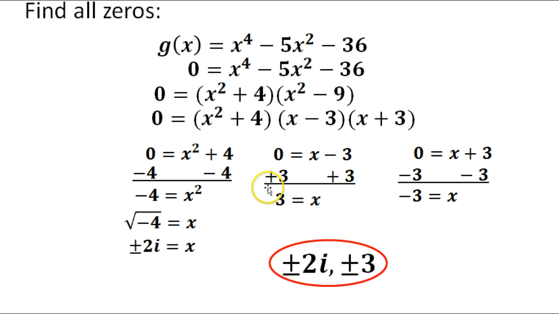The big thing to remember is to factor it just like normal, except it's going to be an x squared here instead of just a normal x. And if you end up with a negative underneath the square root sign, that's the same thing as i. So you'll treat it just the same.